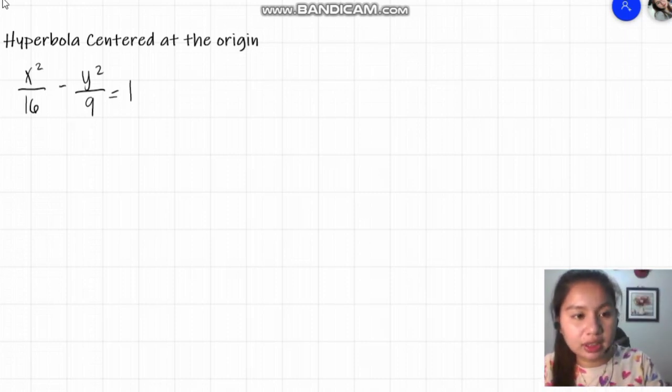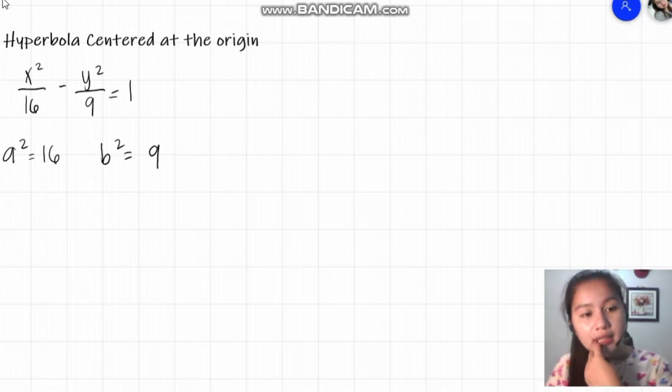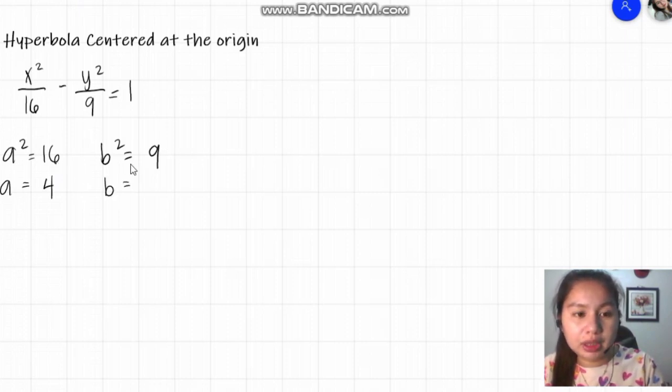So, first is to locate the a squared. So, ang a squared natin ay 16, and then ang b squared natin ay 9. Okay? So, identify natin si A and B para malocate naman natin si C. So, ang A natin dito, since A squared 16, kinukuha lang natin yung square root. So, the square root of 16 is 4. And then, ang B natin dito, so the square root of 9 is 3.